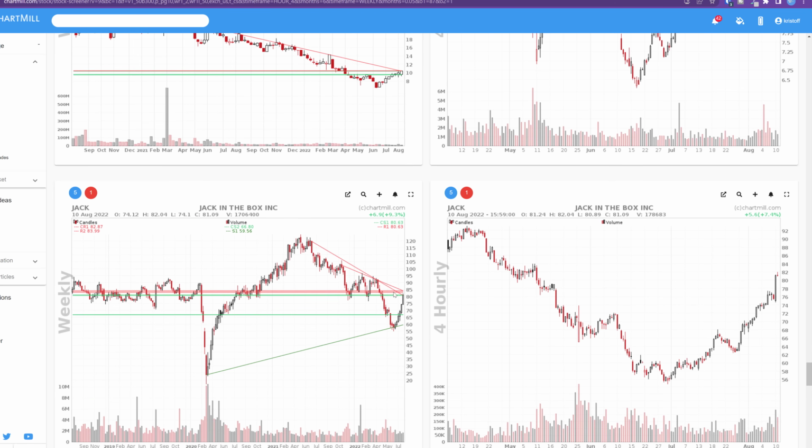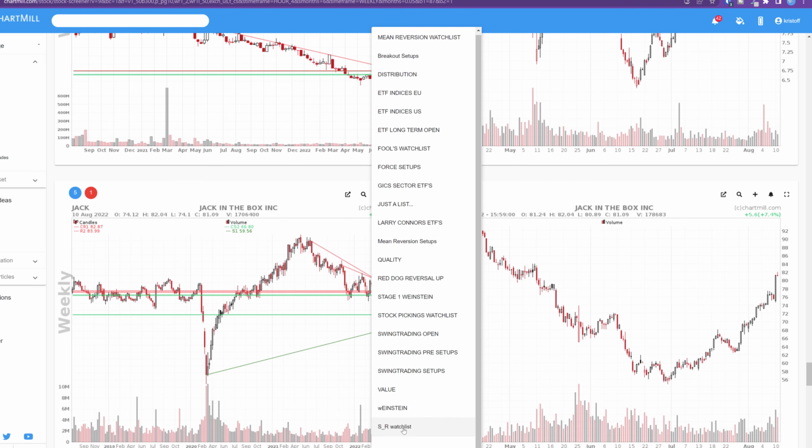Jack in the Box. Oh, that's an interesting one. As you can see, we have a double bottom. It acted as support, but now it becomes resistance. So this is a huge move up. The volume is not so high, so this can be an important resistance level. Onto the watch list.